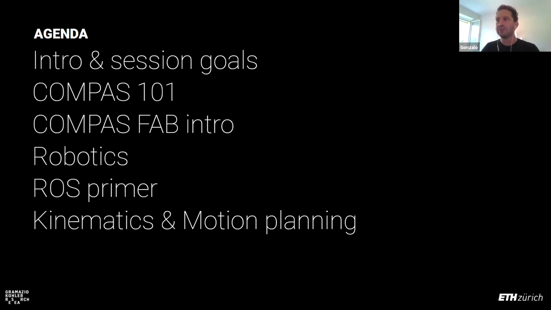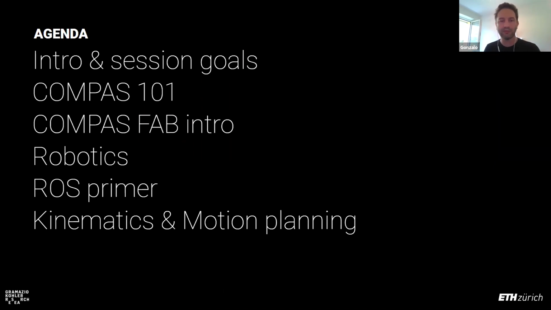So the agenda for today is an introduction to this session. Then we will go into the 101 of COMPAS: what is the COMPAS framework? An introduction into COMPAS FAB in particular. And then I will talk about robotics. There are three topics that I will go through. One is fundamentals, the very basics of robotics. Then robot models and robotic backends that we use for COMPAS FAB. That will link to the next topic, which is ROS, the Robot Operating System.